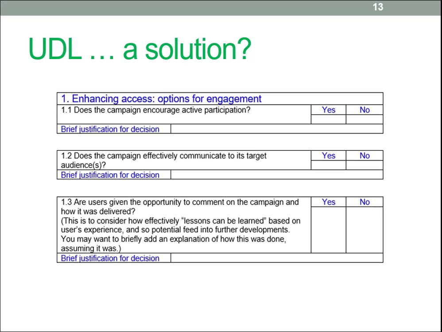There's a snapshot from the toolkit. Does the campaign encourage active participation? So this is the analysis that was done by the food students in their first year module, first semester, so quite a while back now. In this case, we'll be looking at the tool for how you can help design the campaign.